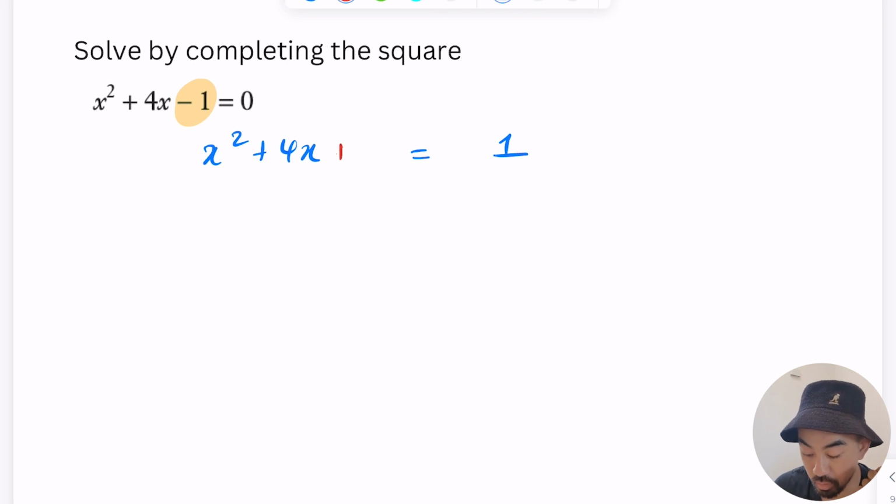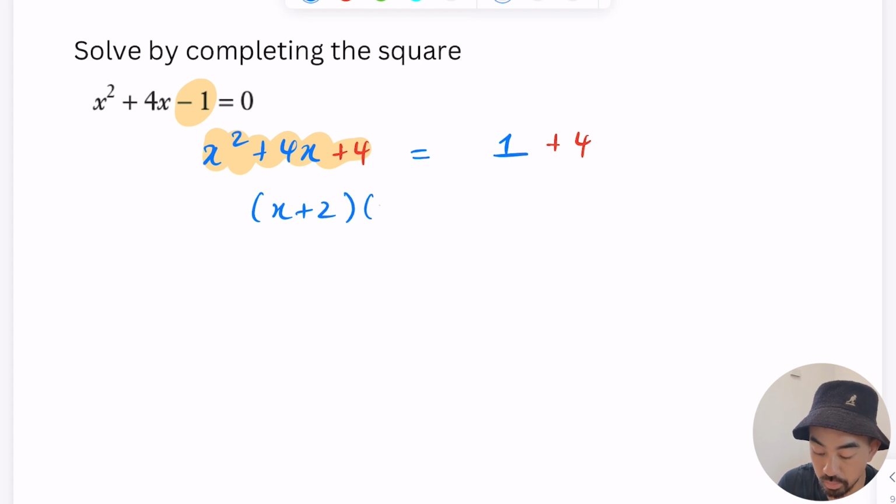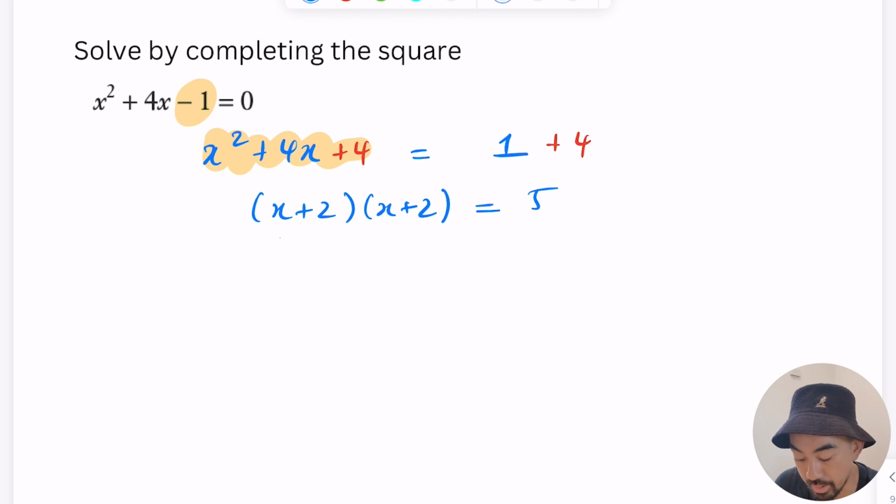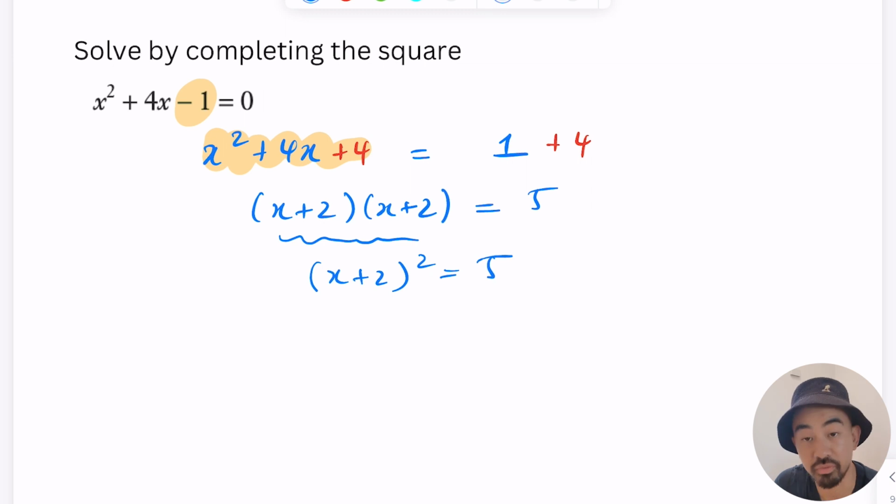So I'll do it in a different color. Now the reason we add it to the other side as well is because we want to keep the equation balanced. Now hopefully you notice here, that's always going to form a perfect square. So it should factorize to x plus 2, x plus 2. And we can simplify the right hand side, which is 5. Now that will simplify nicely to x plus 2 all squared is equal to 5.